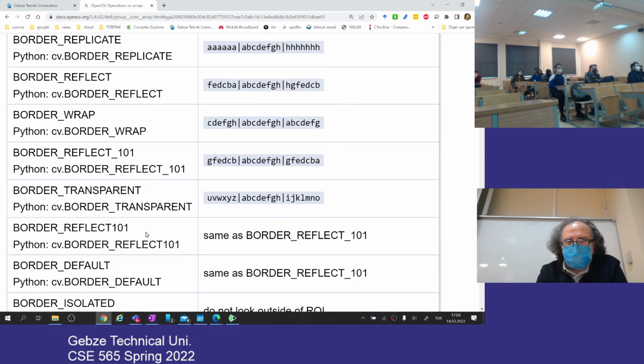Border transparent, I don't know what is border transparent. I mean, can you guys think what this is? Okay. Border transparent. Put some unrelated stuff. I don't know.